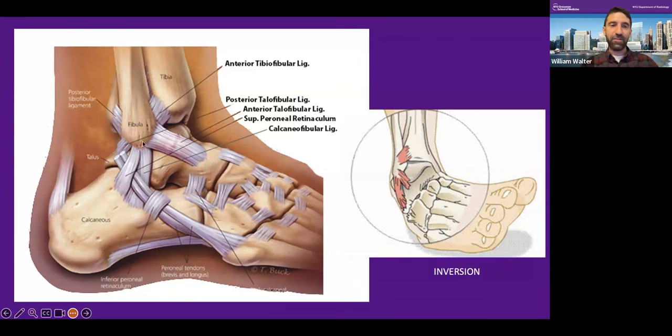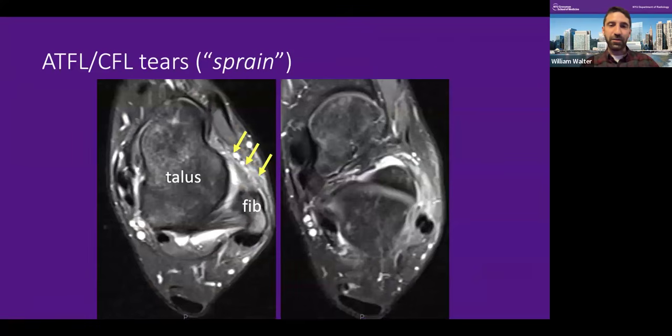So the ATFL followed by the CFL are by far the most common ligaments that we see torn on imaging, and the PTFL is usually last to tear and is relatively uncommon to tear. So the ATFL and CFL in this case are torn, and I'll show you that here. So the yellow arrows are pointing to the abnormal appearance of a torn ATFL.